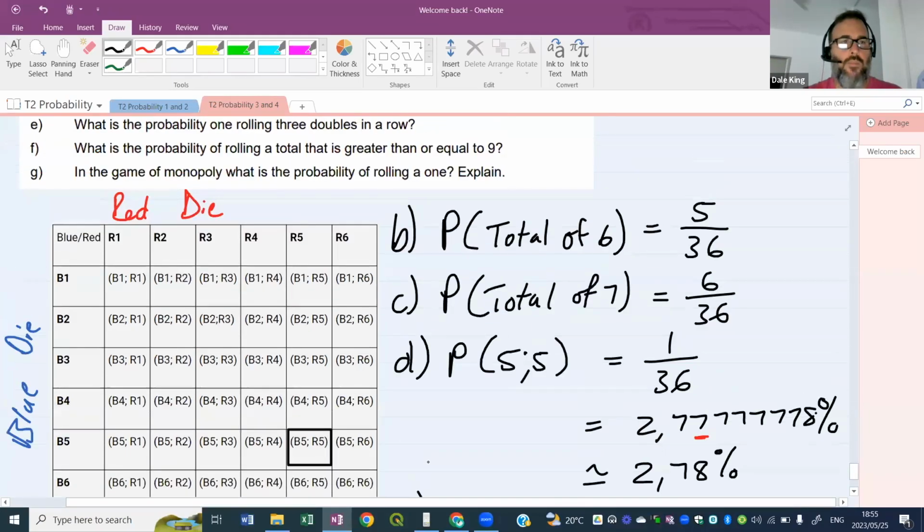All right, we got E. What is the probability of rolling a total that is greater than or equal to 9? Okay, we're going to skip that one for now. We're going to go straight to the last one because we're running out of time. In the game of Monopoly, what is the probability of rolling a 1? Remember, we're always rolling 2 dice here. Yes, you multiply by 100. What's the probability of rolling a 1, guys?